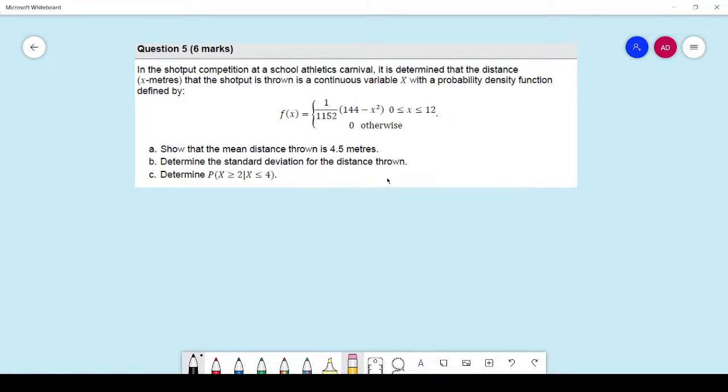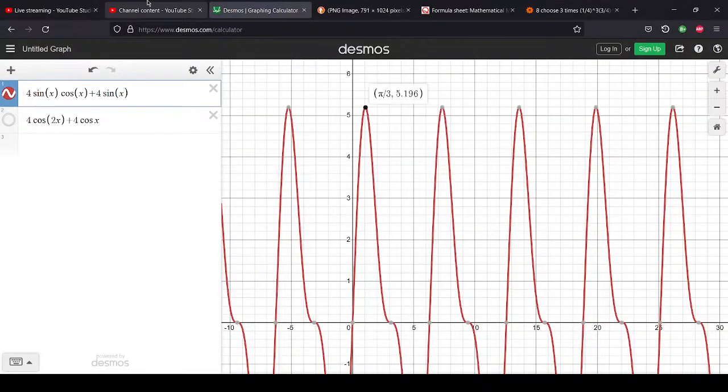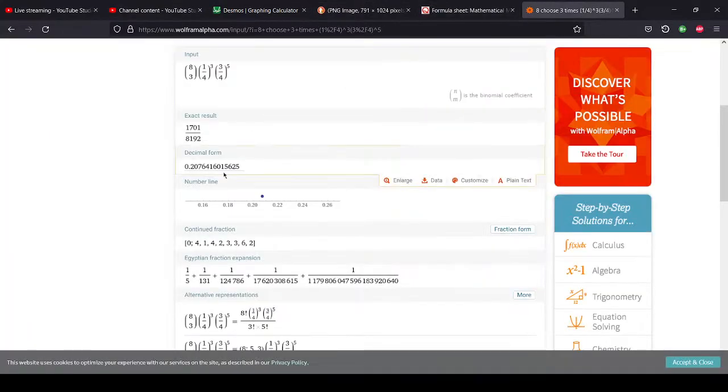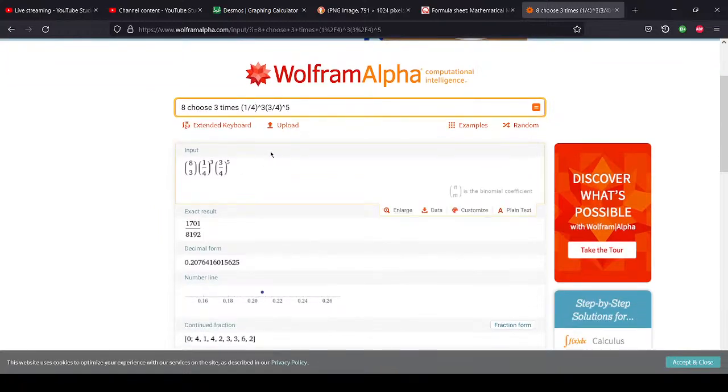For part A. So I believe, I will double check that, but I believe it's expected value equals mu equals the integral. In this case, it'll be 0 to 12 of x times p(x) with respect to x. So let's just double check that. Don't want to make a mistake if we don't need to. Oh yeah, I just used Wolfram Alpha for the previous question to calculate the probability.